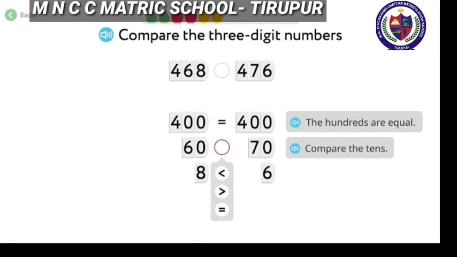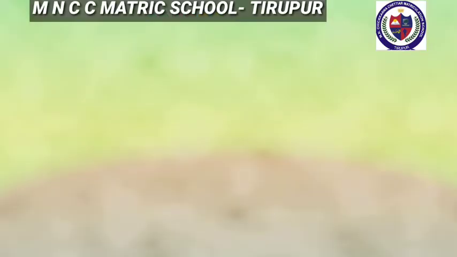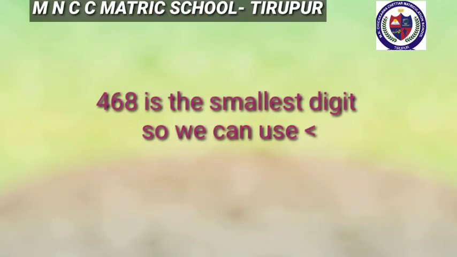Let us compare 3-digit numbers using expanded form. The first step, we expand the two given numbers. Then the second step is to compare the 100s place value. Here both sides are 400, so it is equal. Next, compare the 10s place value. The first number is smaller, that is 60, and the second number is bigger, that is 70. If the first number is smaller and the second given number is bigger, we can use the lesser than symbol.